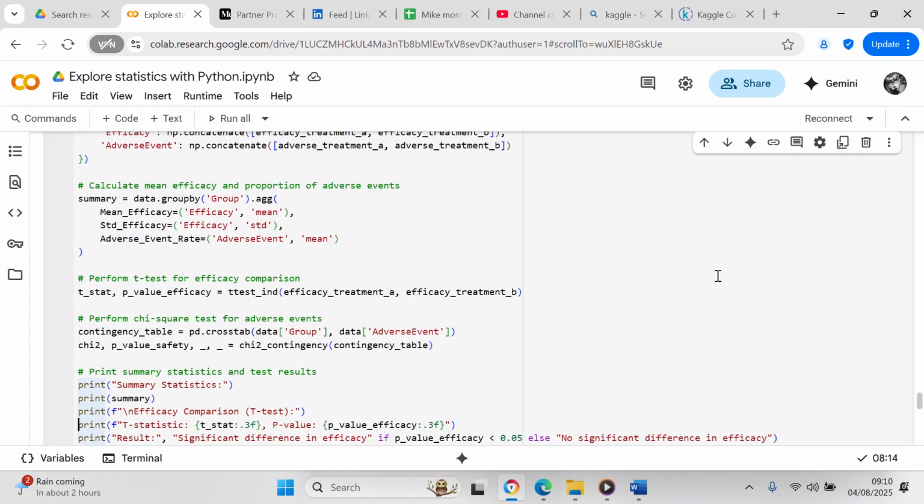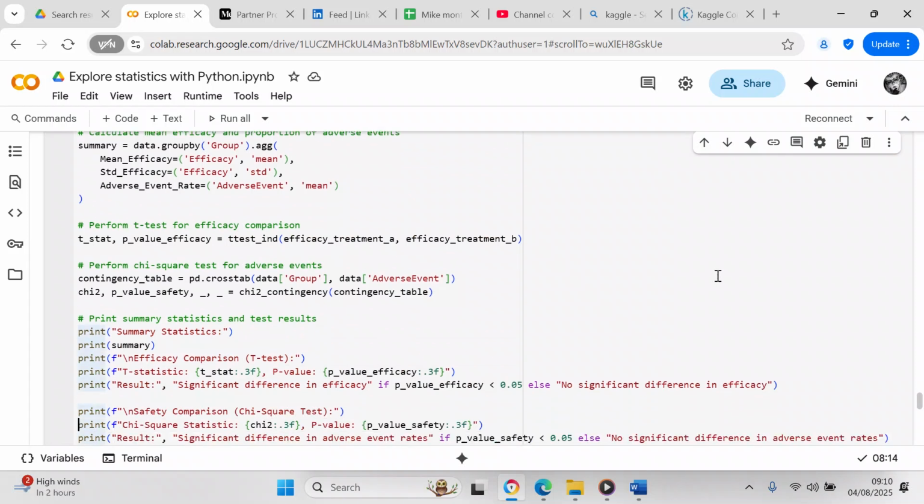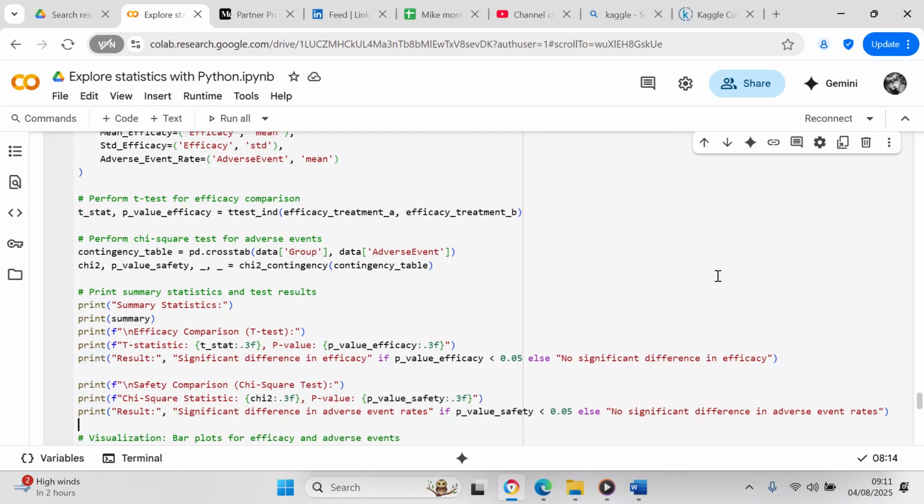So now we're going to print the summary statistics and test results. So print the summary statistics, and then we're going to print the efficacy comparison t-test. We're going to print the t-statistic and the p-value, and we're going to print the result. And then we're going to print the safety comparison chi-square test, the chi-square statistic, the p-value, and then the result.